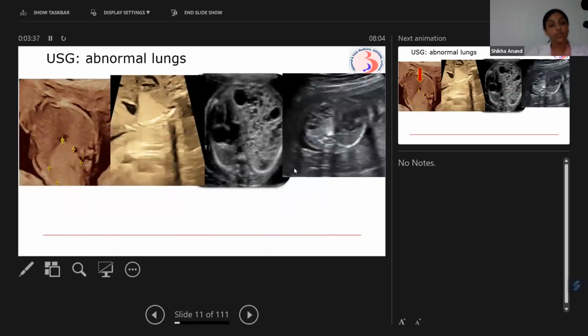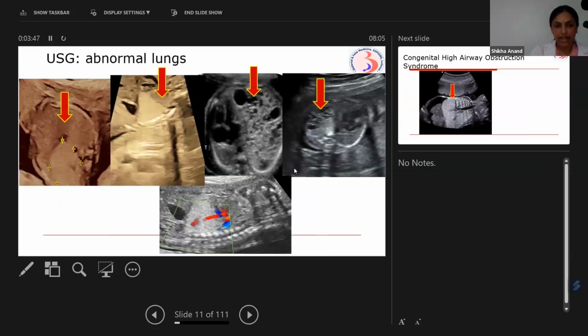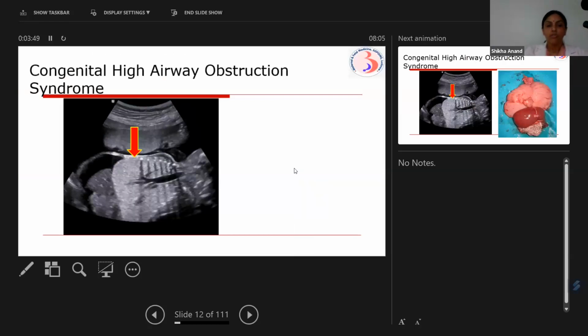However, if there is an echogenic mass, or multiple cystic lesions, or a combination of both, then a lung abnormality is diagnosed. As we have discussed, congenital high airway obstruction syndrome is universally lethal. And here we can see that the lungs are so hyperinflated in this picture, and the diaphragm is everted downward. And also there is compression on the major vessel, so there is development of hydrops also. So we can see the collection of fluid.